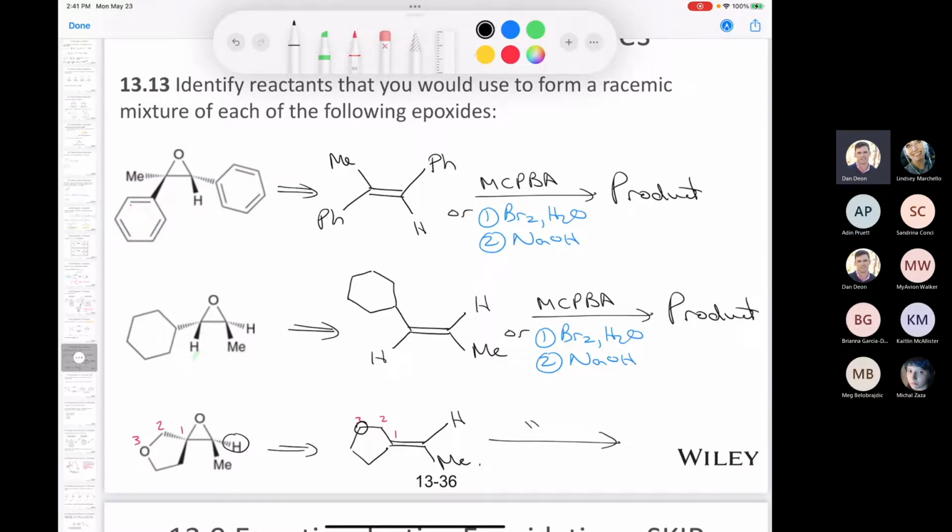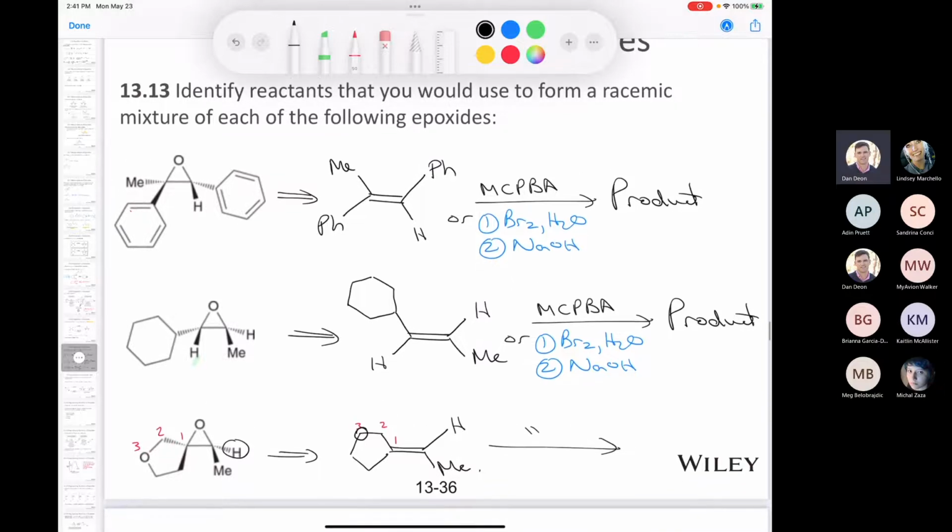Give me a thumbs up if you follow me on these retrosyntheses for determining what the alkene would be as a reactant to make any of these epoxides. Are there any questions about that? And don't hesitate to stop me. It's no problem. That's why they pay me $3.50 an hour. Anybody? Okay. All right. Let's move on. Give me a thumbs up. Does anybody follow me on that? I can't see.